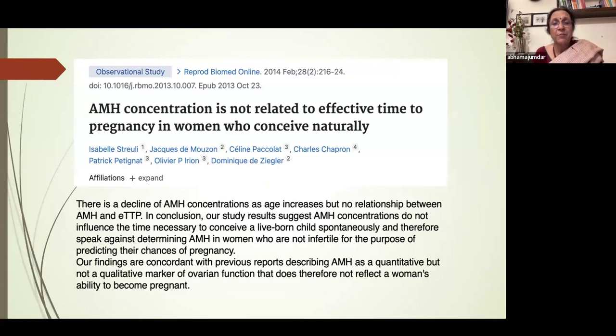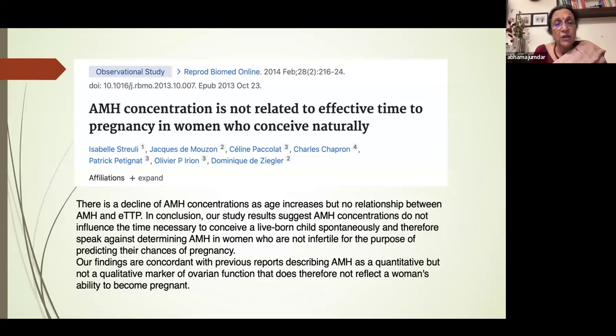There is a decline of AMH concentration as age increases, but there is no relationship between AMH and effective time to pregnancy. In conclusion, our study results suggest AMH concentrations do not influence the time necessary to conceive a live-born child spontaneously, and therefore speak against determining AMH in women who are not infertile for the purpose of predicting the chances of pregnancy. It is only when they come with infertility that you start thinking whether their AMH is going low and will our treatment work for them.